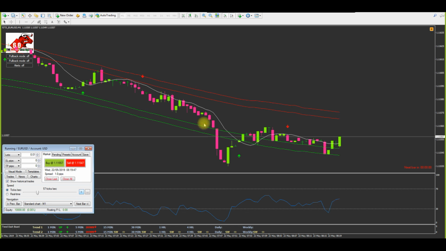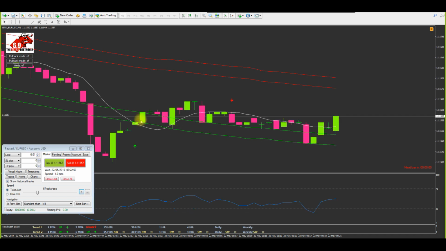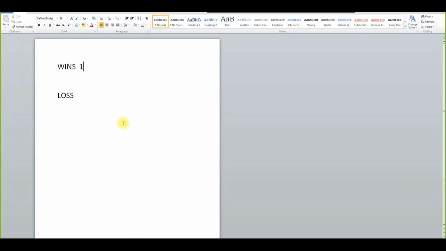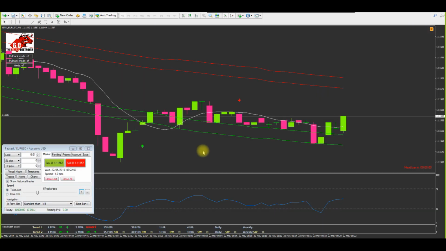Okay, right, okay. 1, 2, 3, 4, 5, 6, 7, 8, 9, 10. Okay, 10-minute expiry, risky trade, but I won it. Okay, very close winner. So we're currently on 2 wins at the minute. 2 wins, no loss. So we are carrying on.